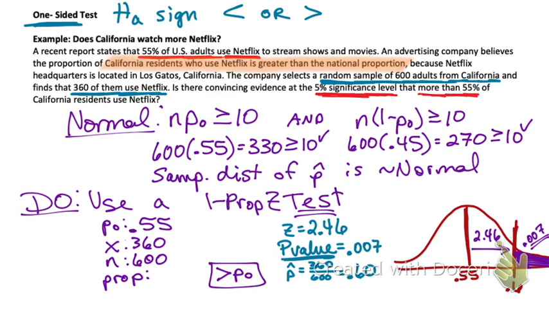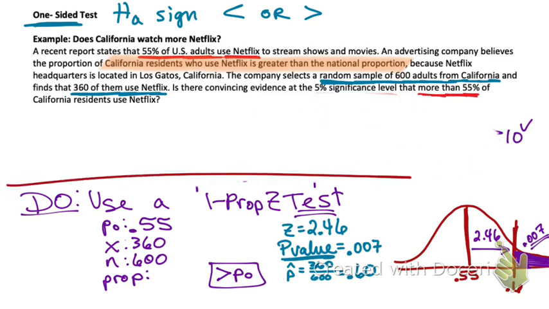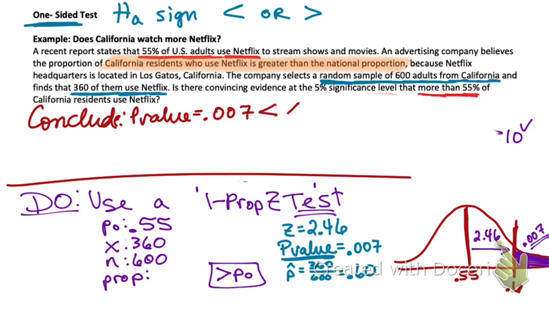So, what do we conclude now? How are we going to conclude? The p-value equals 0.007. Now, how does that relate to the significance level? That is less than the alpha of 0.05. And what do we do when the p-value is low? We are going to reject the null hypothesis.